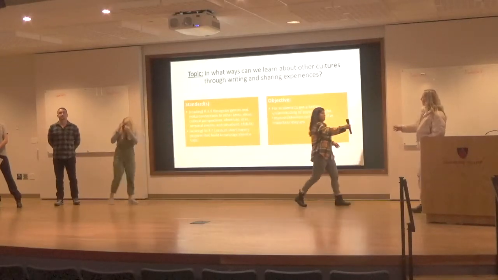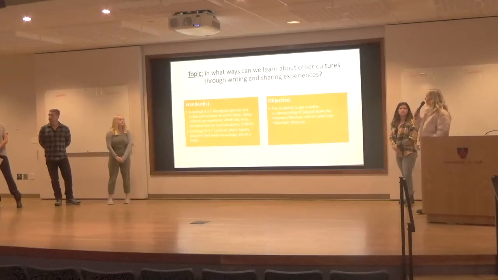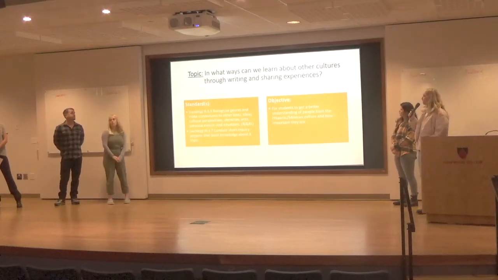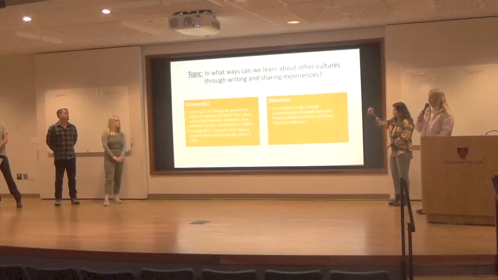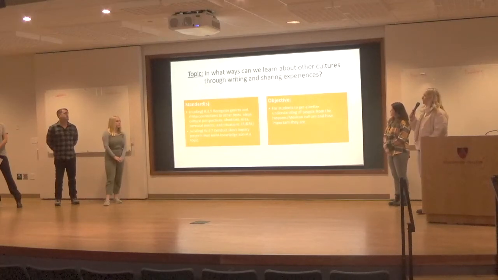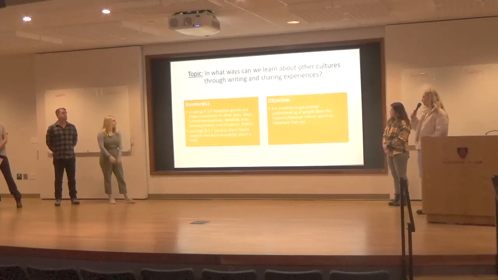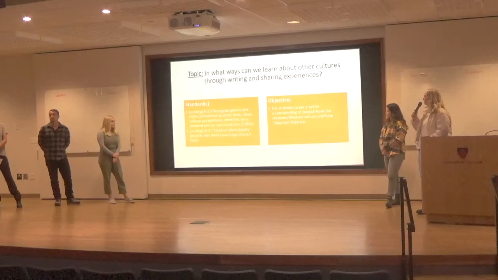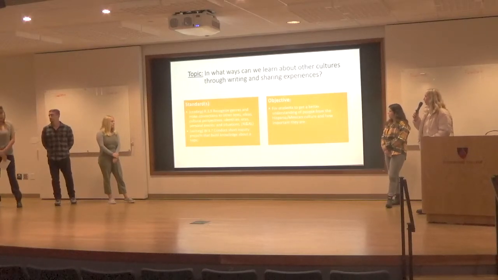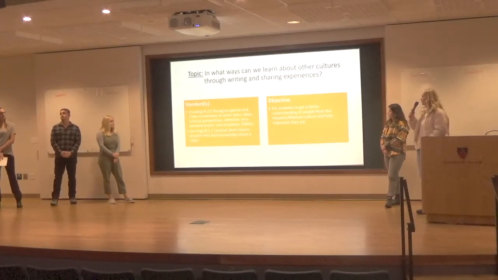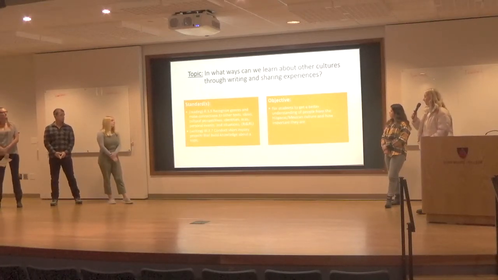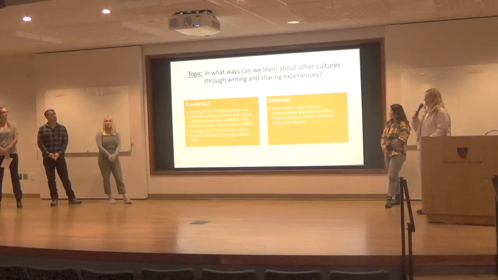So for our topic, our first thing that we wanted to focus on was, in what ways can we learn about other cultures through writing and sharing experiences? We picked two standards, one for reading and one for writing. Our reading standard is recognize genres that make connections to other texts, ideas, cultural perspectives, identities, eras, personal events, and situations. Our writing standard was conduct short inquiry projects that build knowledge about a topic. Our objective for our students is for them to get a better understanding of people from the Hispanic Mexican culture and how important they are.